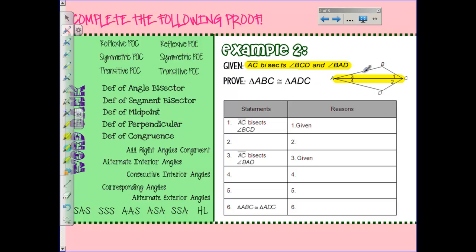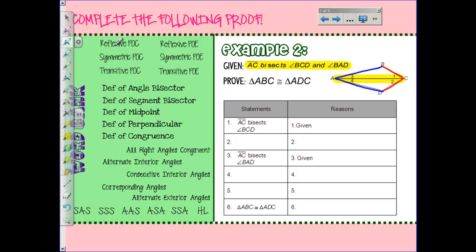bisects BCD, and let me get a different color, BAD. Now, you're probably thinking right now, I know what bisects means, and good for you. Hopefully you were thinking that it means cut in half. And what are we cutting in half? What shape did we make? Does that look like an angle to you? It looks like an angle to me.